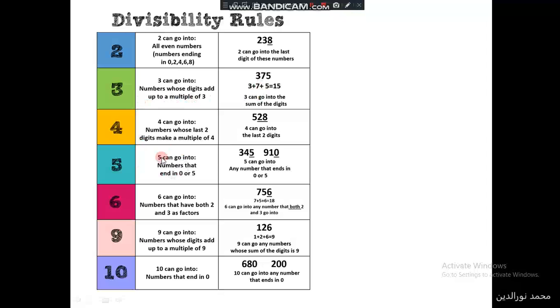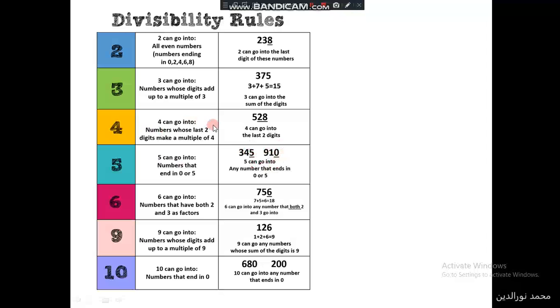A number is divisible by 5 if its ones digit is 0 or 5. As we see here in the examples, 345 is divisible by 5 since its ones digit is 5, and 910 is divisible by 5 since its ones digit is 0.